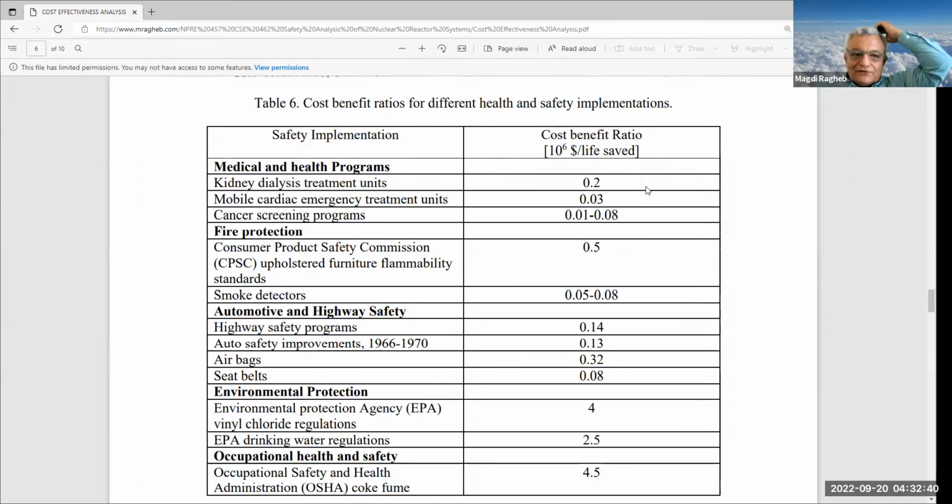So let's compare the cost-benefit ratio, and the unit in that case would be in millions of dollars per life saved. Notice here that the cost-benefit ratio is not dollars per year or the annualized cost. It depends on what application you are using. So in that case, there are safety implementations in society that we use.